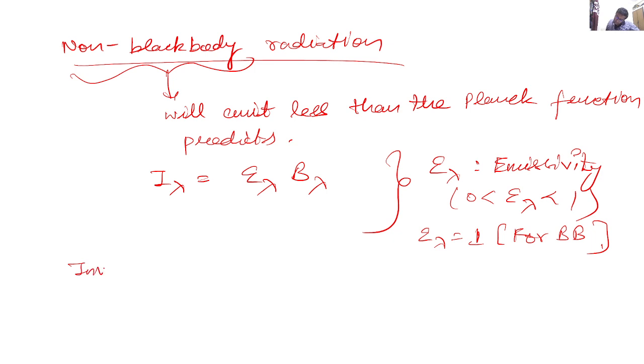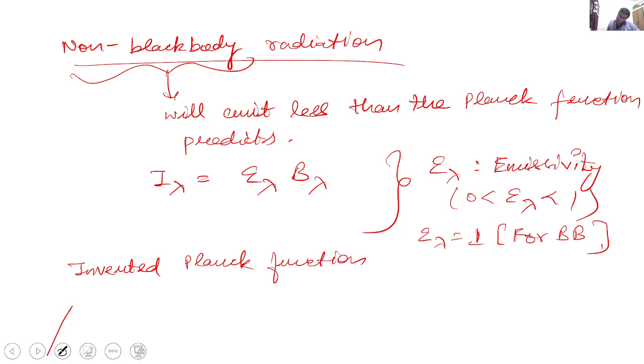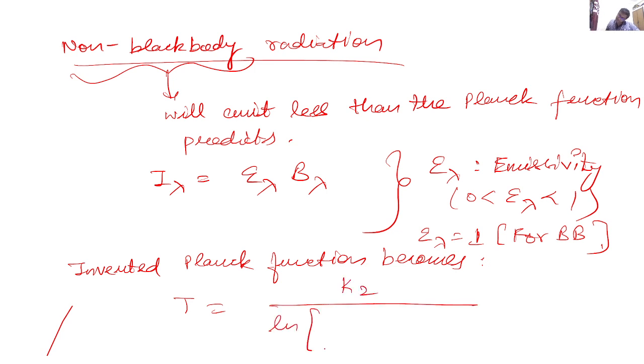So the inverted Planck function becomes, for a non-black body, T is equal to K2 by ln of epsilon lambda, which is the emissivity, times K1 by I lambda, plus 1. So this is the inverted Planck function. This epsilon term actually came here. That's the only difference.